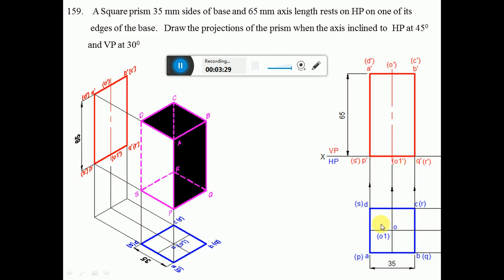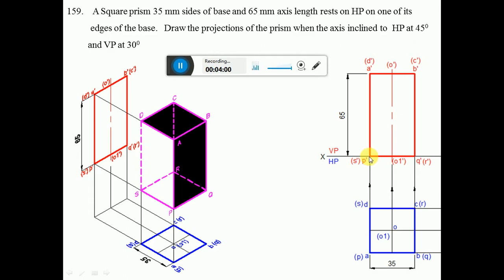First you draw a vertical projector from S and also from R to the XY line. So you are going to get P dash, S dash. When you look from the front view, P and Q are near to the observer, so P dash and Q dash are visible. R and S are away from the observer, so R dash, S dash become invisible. O1 is hiding the edge PQ, so O1 dash becomes invisible.